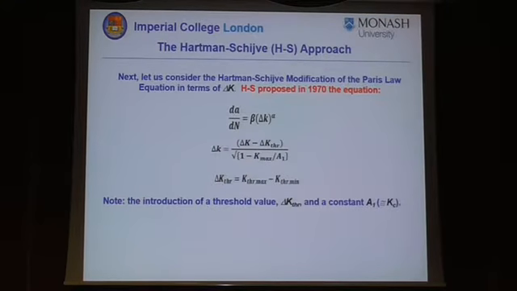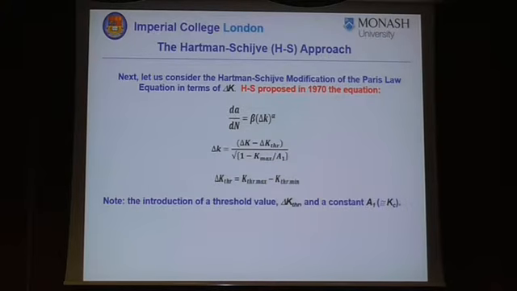The other aspect is that the metals people, again following on to the Delft group, have been real pioneers in this. In 1970, they proposed the Hartmann-Schijve modification of the Paris law. That's this equation, little delta K here is given by this equation. So they've expanded the Paris law, and notice they've introduced a threshold value. Obviously, the threshold value is the value below which no crack growth occurs. So they introduced that term. They also introduced the denominator here. They've got Kmax entered, and they had a constant A1.